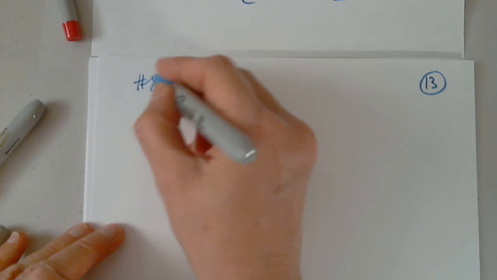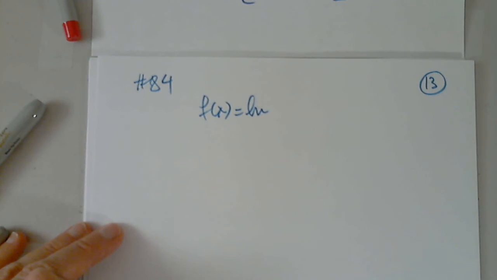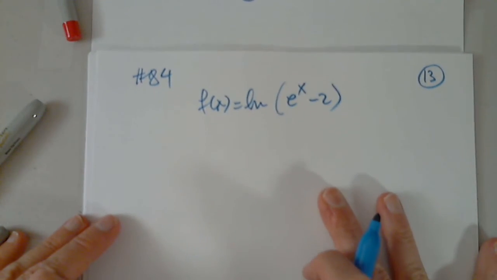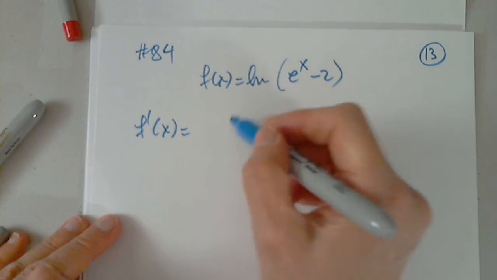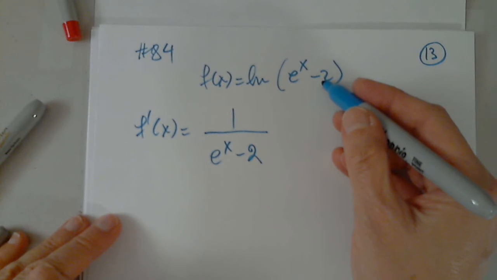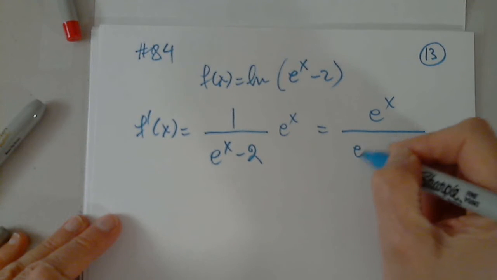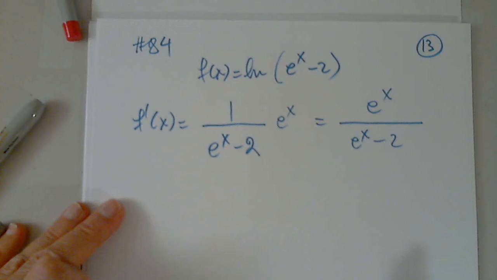Okay, let me show 84. In 84 we have natural log applied to e to the x minus 2. Same thing, we want to find f prime. Natural log of a function prime is 1 over the function times the inner function prime. So this is e to the x over e to the x minus 2. Do not attempt to simplify these two, please.